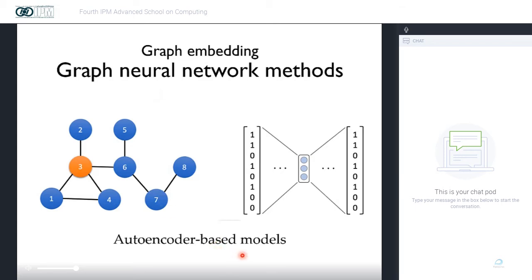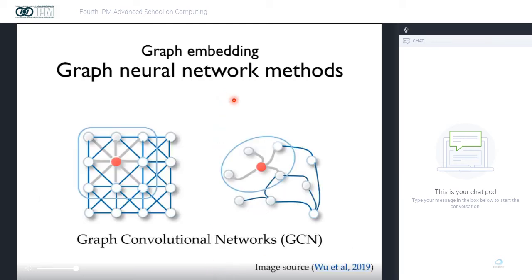And the idea is again simple. You try to represent a node in this graph using the adjacency matrix. So you have a 1 in this column if there is a connection between a node and the corresponding row. And then you'll use something like an autoencoder in order to compress this large representation, which is equal in size to the number of nodes in the graph, into a much smaller representation, into an embedding for that node. This is the general idea behind autoencoder based models for graph embedding.